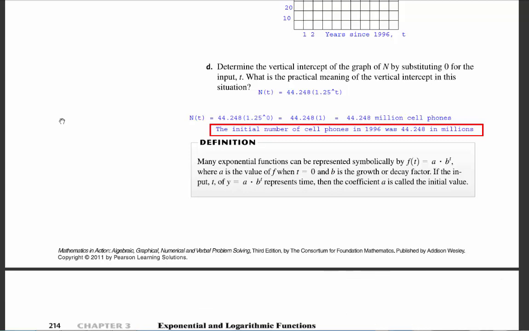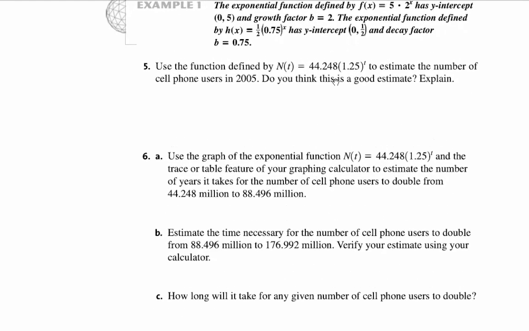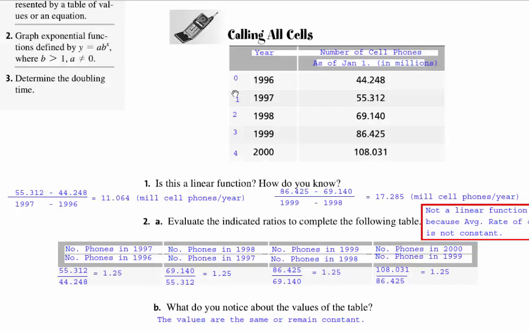So let's move on to question number 5. We're asked to use the function that we've created to estimate the cell phone users in 2005. So remember, 2005 is how many years past 1996? Our table goes from 1996 to 2000, with 2000 being 4 years after 1996. So 2005 would be 9 years after 1996.